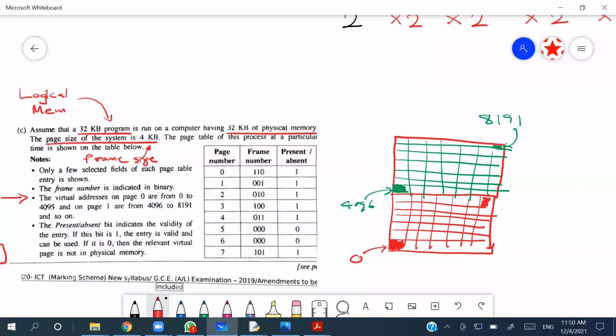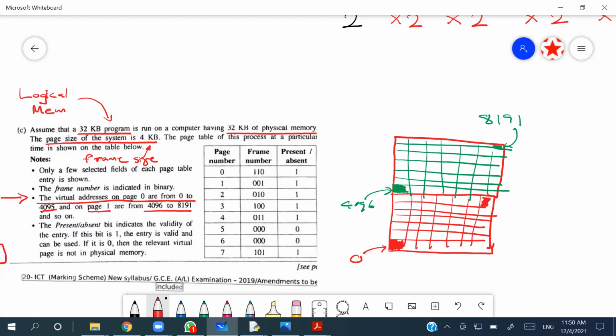All right, great. The same thing is going to happen here as well, and that is what they are explaining from here. Page 0 is from 0 to 4095, and page 1 is from 4096 to 8191. These are the decimal representations of the addresses that they have given here. Then it says the present/absent bit indicates the validity of the entry. If this bit is 1, the entry is valid and can be used.